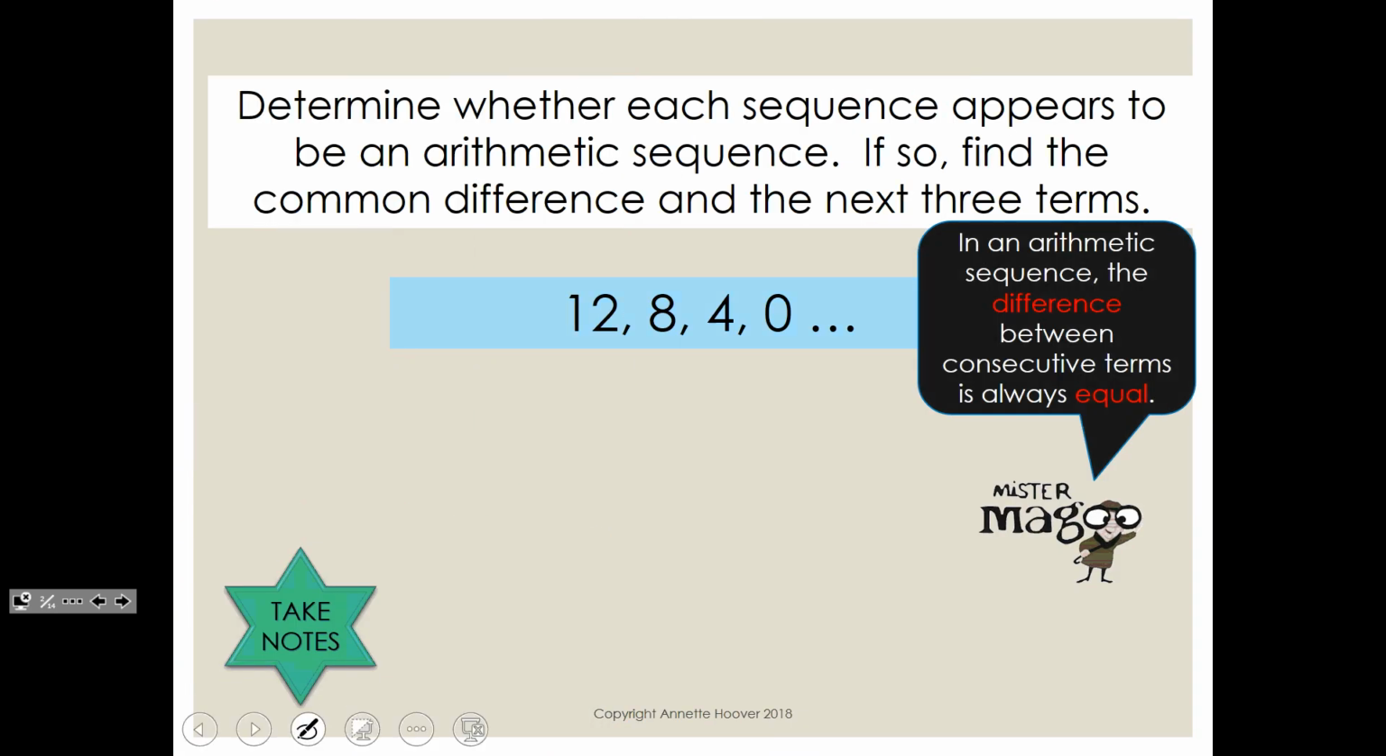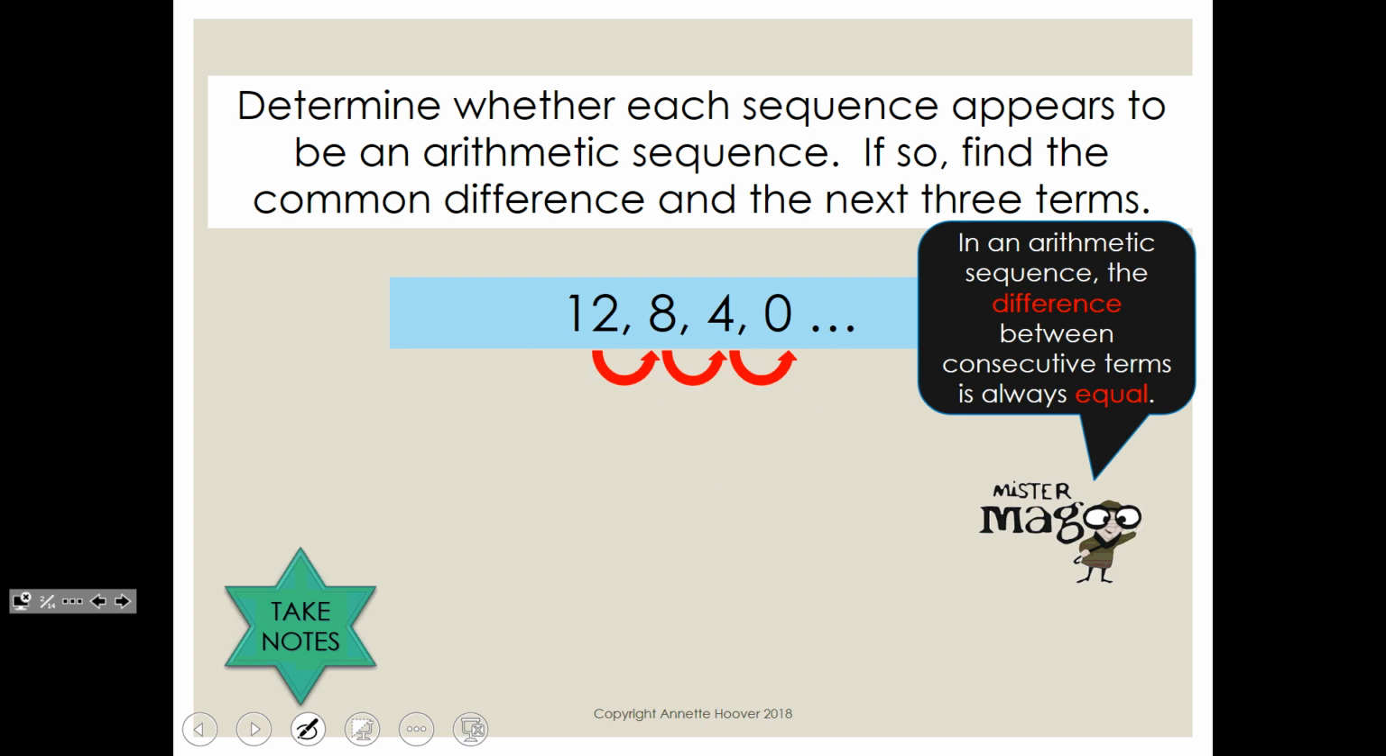First of all, we have to determine whether a sequence of numbers is actually an arithmetic sequence. So let's look at these numbers here. How do we get from a 12 to an 8? You would subtract 4. How do you get from an 8 to a 4? You subtract 4. And how do you get from 4 to 0? Subtract 4. What we are looking for, for this to be an arithmetic sequence, is for there to be a common difference. That means that we are adding or subtracting the same number. Since each time we are subtracting 4, this is indeed an arithmetic sequence.